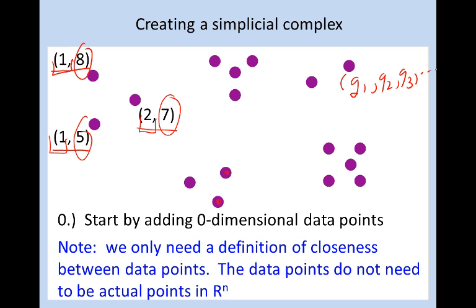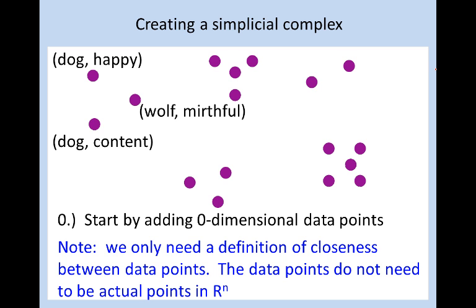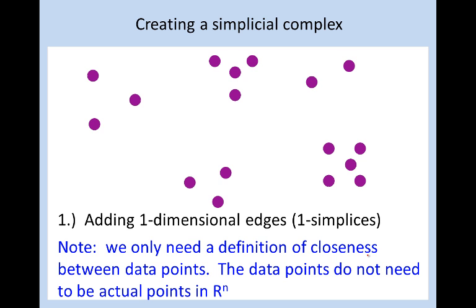The data points, though, do not need to be described by numbers. Often data is described with numbers, but not always. For example, we could have descriptions describing our data points. The data can be in just about any format as long as we have a definition of closeness between the data points. We need an idea of closeness in order to determine when to add an edge between two data points.